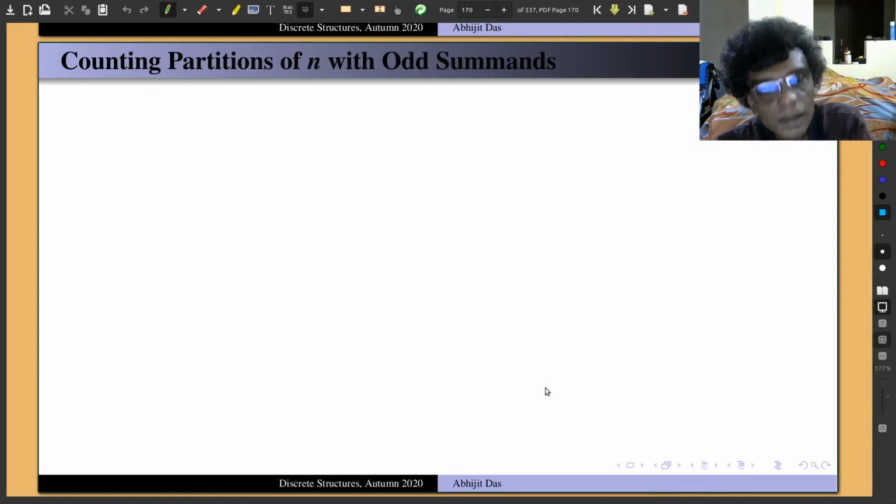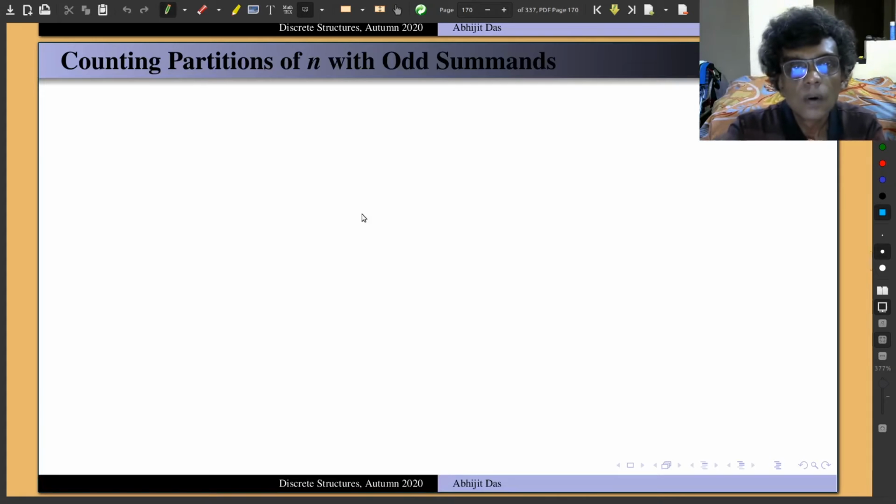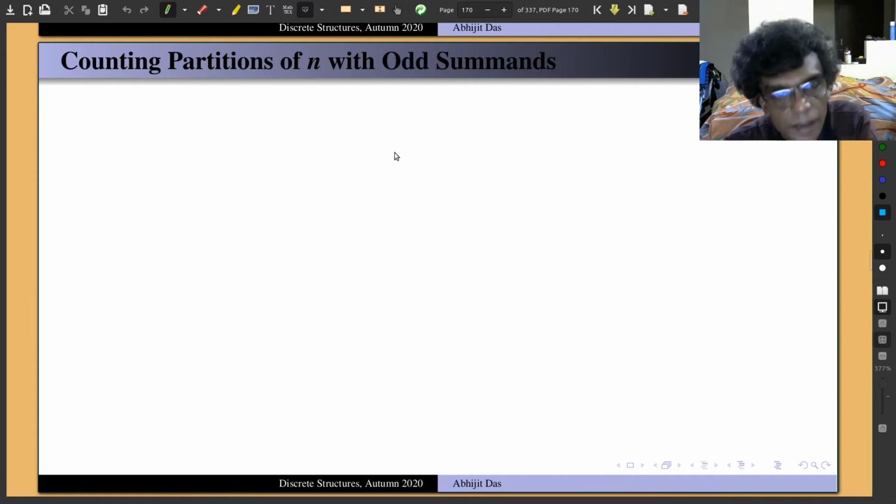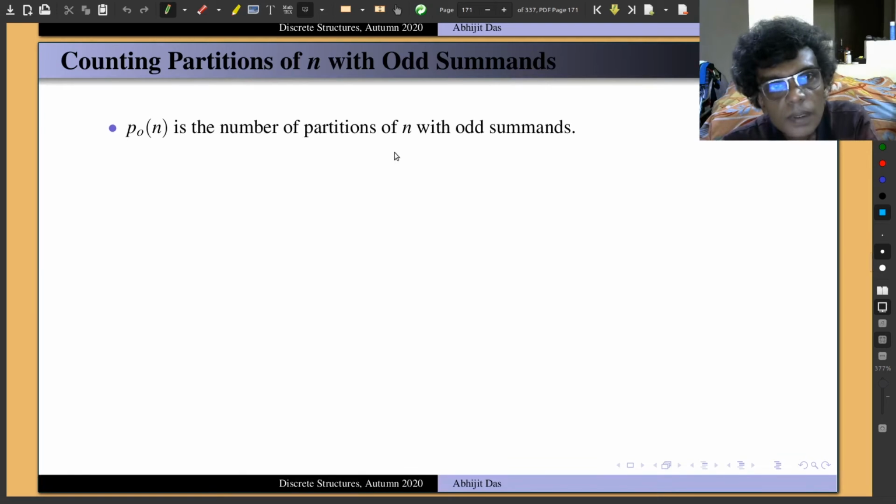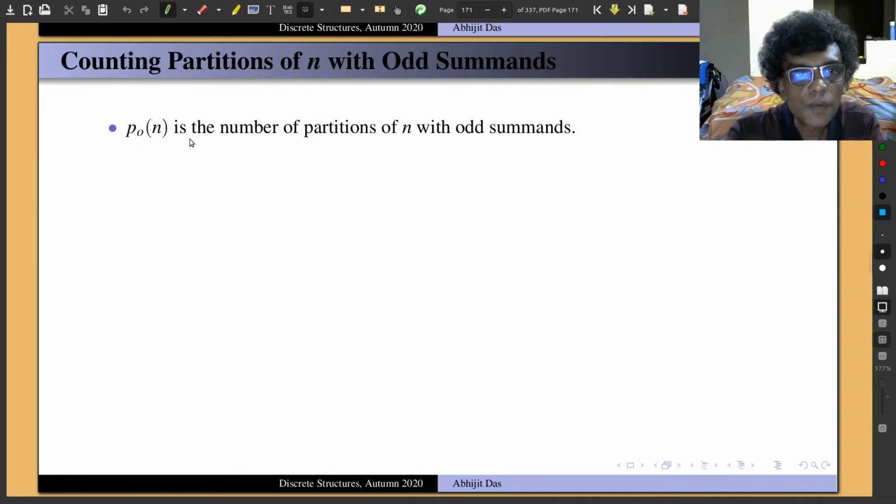Then I look at a third example of partitions where I consider only odd summands: 1, 3, 5, 7, 9. Only these things can appear as summands. Okay, and now let us see. Let us give this name PO of n: the number of partitions of n with odd summands.